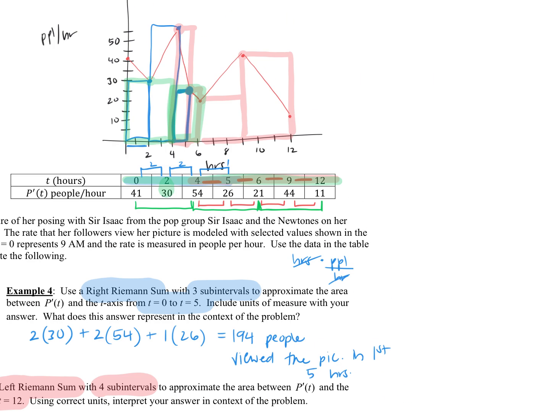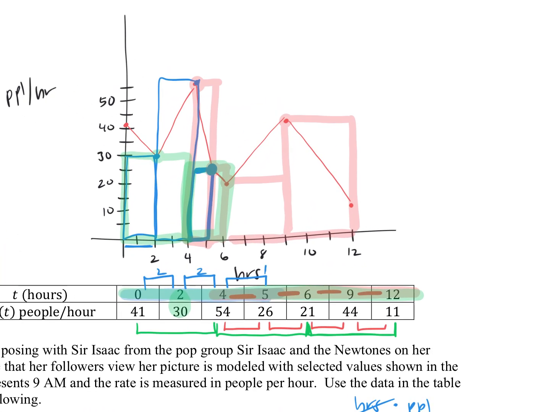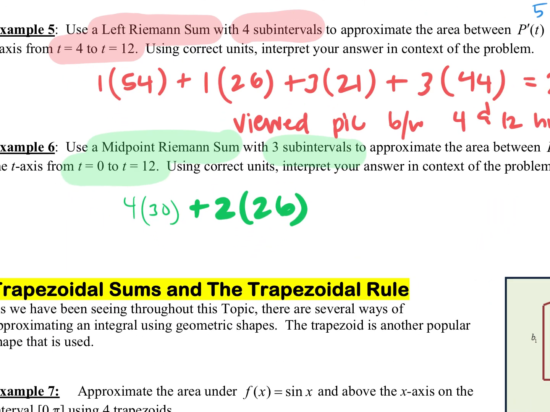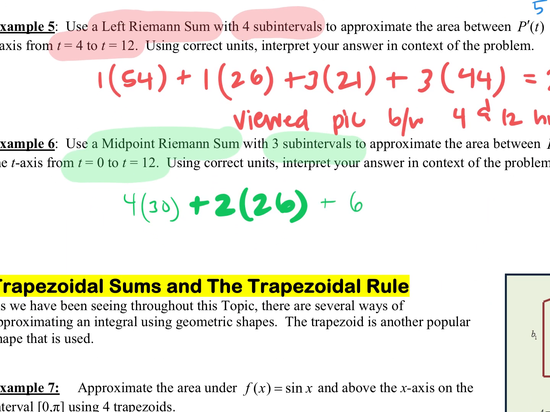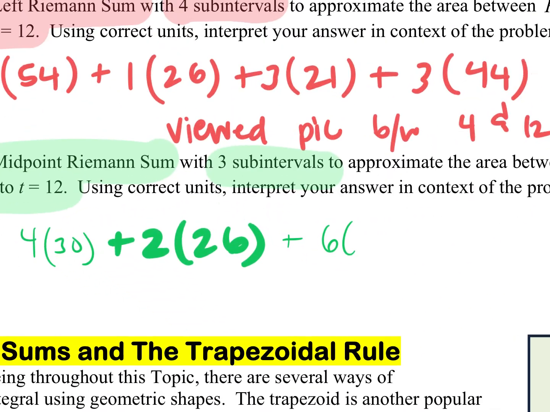And then lastly, we're looking from 6 to 12, with my midpoint being at 9. My rectangle would look something like this for my midpoint. So my height would be 44. What is my width going to be for this rectangle? 6. So I've got plus 6 times 44, thank you.